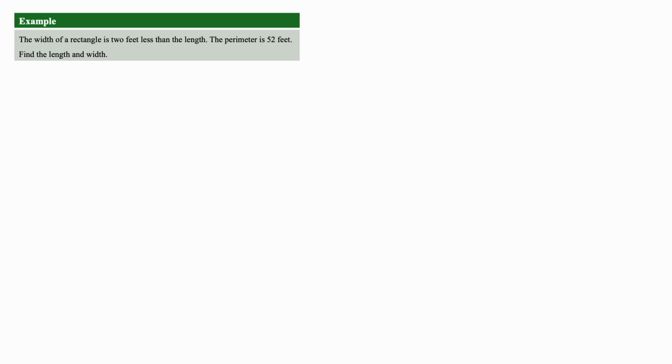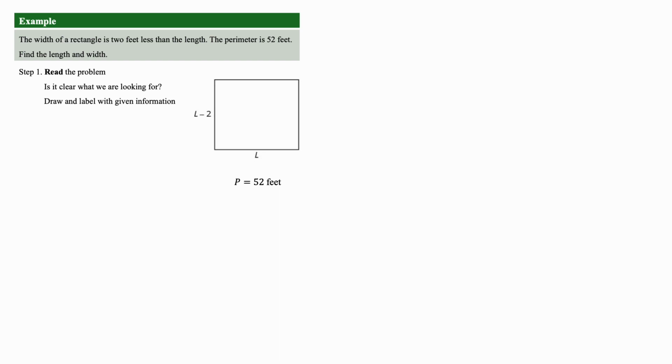Let's take a look at another example. The width of a rectangle is 2 feet less than the length. The perimeter is 52 feet. Find the length and width of this rectangle. So we're going to read the problem and make sure it's clear what we're looking for, and we're going to draw and label with the given information.